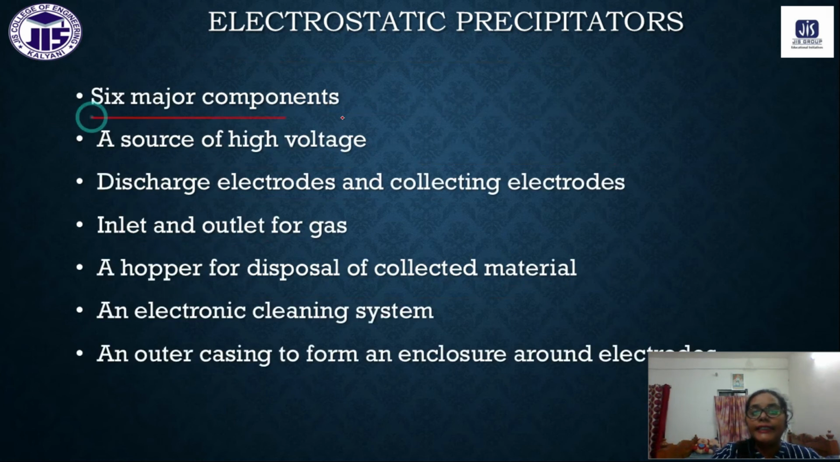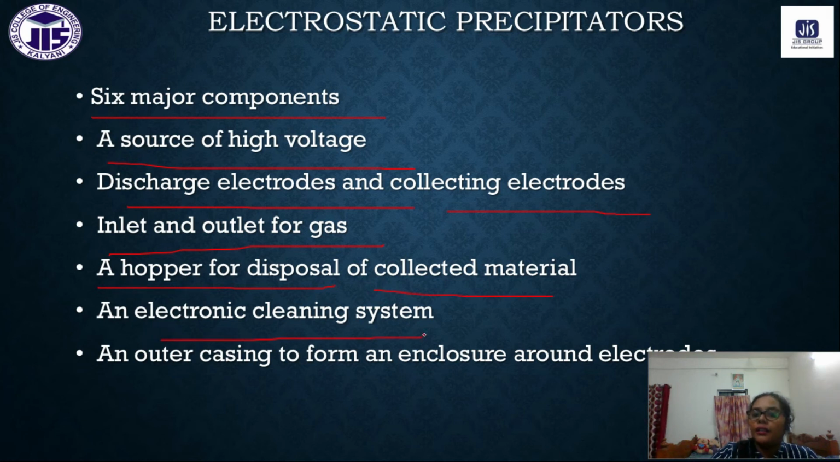Okay, what are the 6 major components? A source of high voltage, discharge electrodes and collecting electrodes we need for this electrostatic precipitator, the inlet and outlet for the gas molecules, a hopper for the disposal of collected material, and an electronic cleaning system also we need. We require these for this electrostatic precipitator, and the outer casing to form an enclosure around the electrodes. So these are the 6 major components that we require for this equipment.